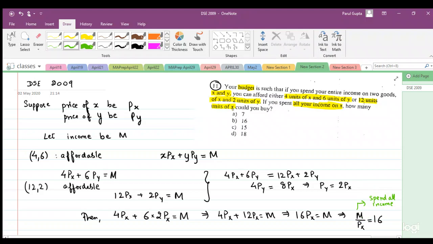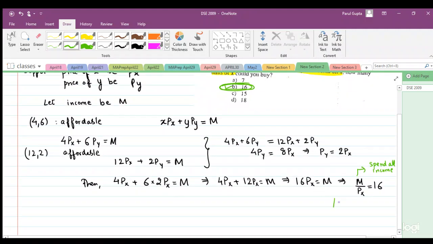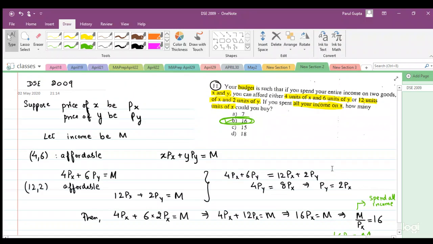So given this, our correct option is option B. This means that if I spend all my income on X, this is the maximum number of units of X that I will be able to purchase. The other way to see this is that 16Px is equal to M. That means the price and the income is such that I can exhaust all my income on 16 units of X. So I hope this clarified this question for you.